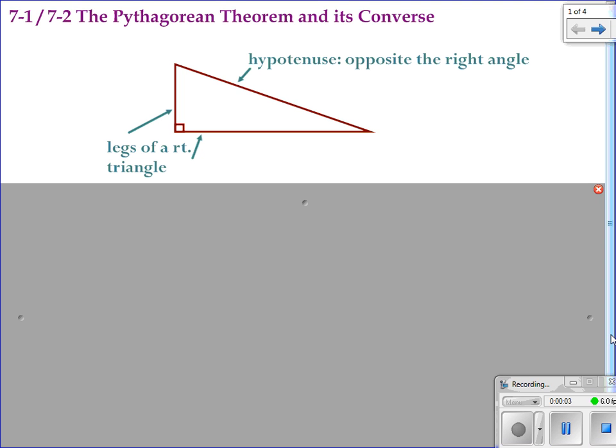This is a chapter that is completely devoted to right triangles. Every single problem has a right triangle on it. So there's a lot of different things we can do with right triangles, and everything you learn in this chapter, you're going to use on pretty much any standardized test you will ever take.